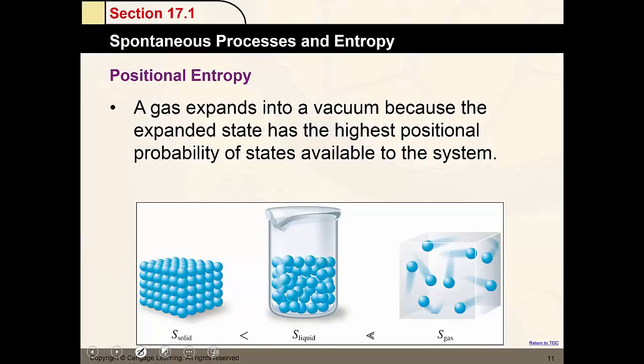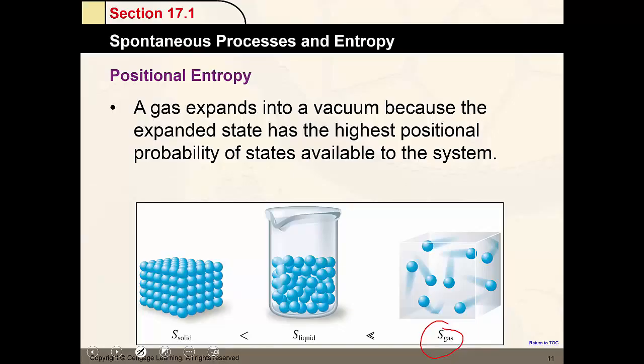And now, looking at these three different states, solid, liquid, gas, gas has the highest entropy because those molecules are farthest apart, and it has the largest volume in which those molecules can move. And it has a much greater entropy than liquid, where those molecules are much closer together. And then solids have the least because they're more ordered and they have a smaller volume.